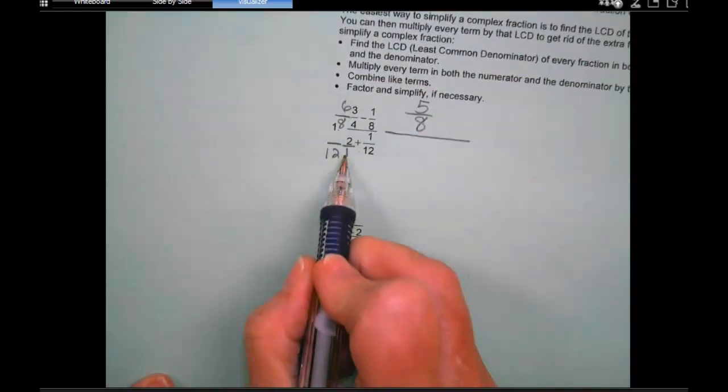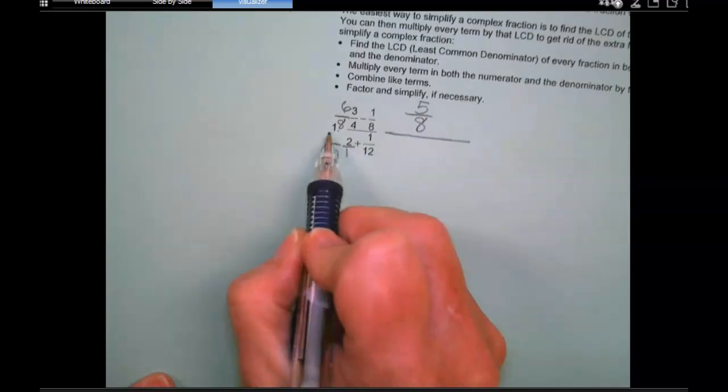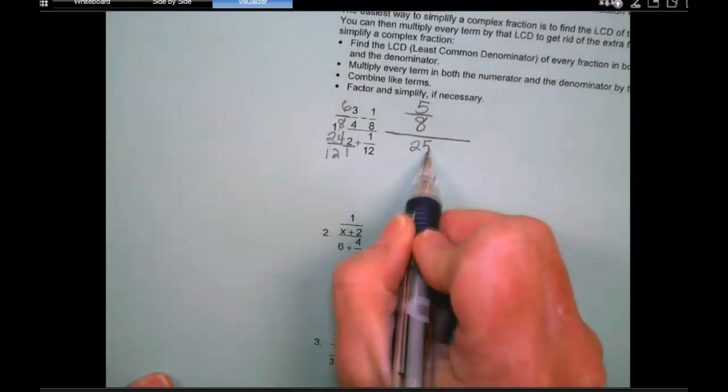I need a common denominator, 12. So what did I multiply the 1 by? 12. So what do I have to multiply the 2 by? 12. So that gives me, right? 24 divided by 12 is 2. So that makes sense. So 24 plus 1 gives me 25 over 12.